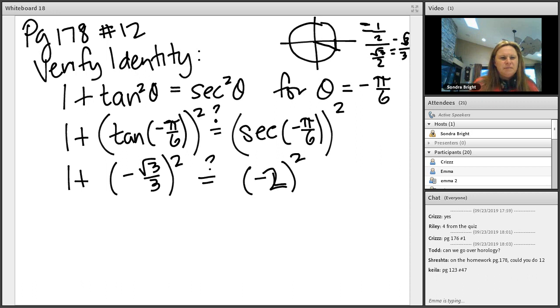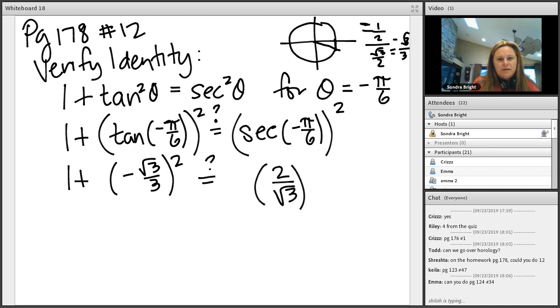No, let me go back. 1 over cosine is not that, I just did sine. 1 over cosine would be a 2 over rad 3 quantity squared.